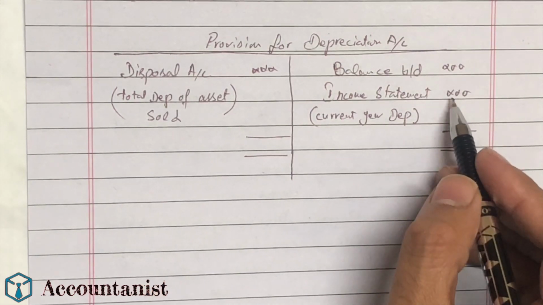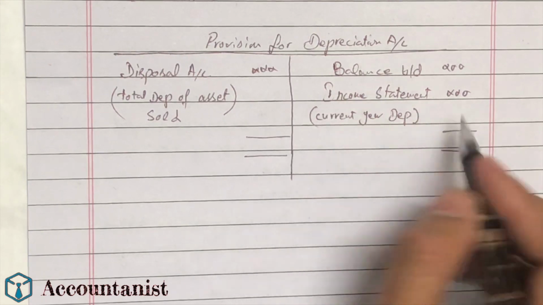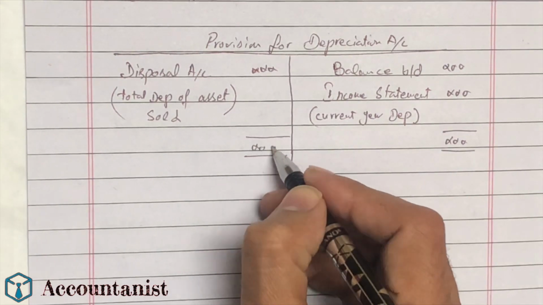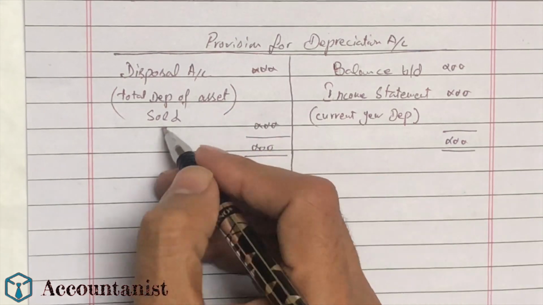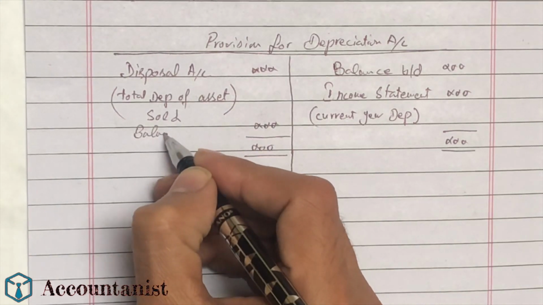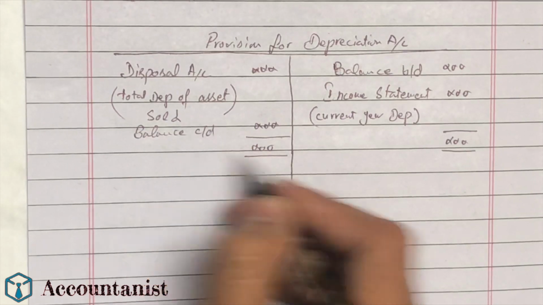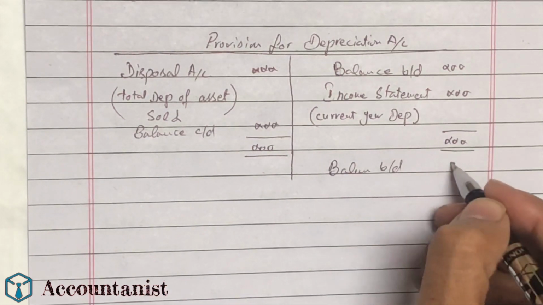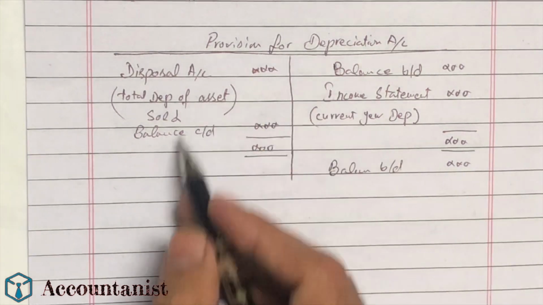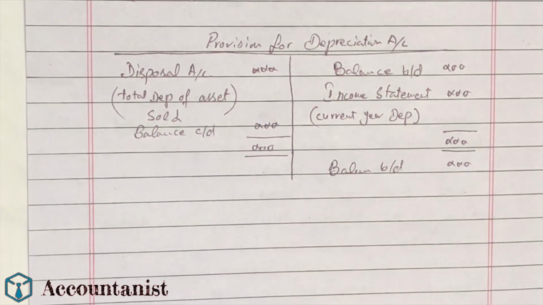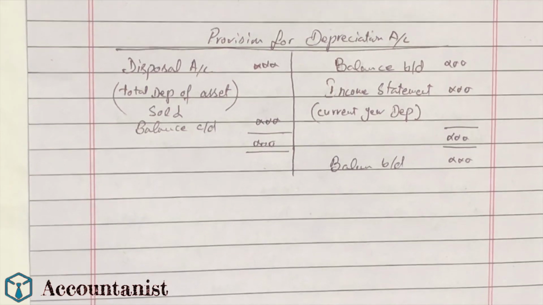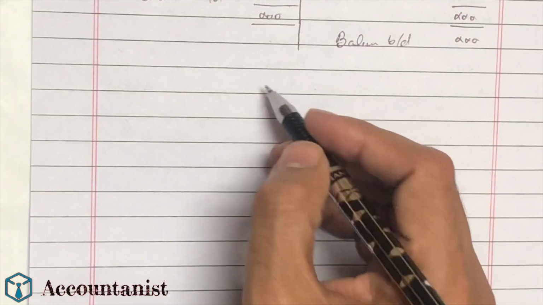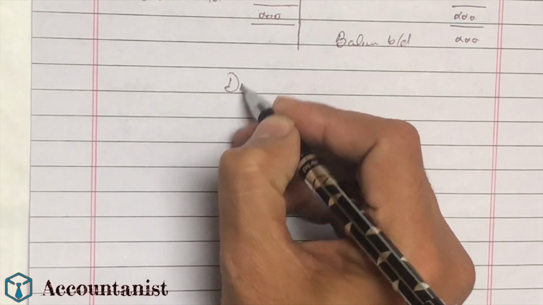So here we have these three transactions only in this T account. We'll add up, this side will have a bigger value, so we'll transfer this and make this balance c/d, closing balance, and it will become our balance brought down on the credit side. So these are the major transactions that we can have in this T account. The next thing, the last T account that we can have in the question, is called the disposal account.